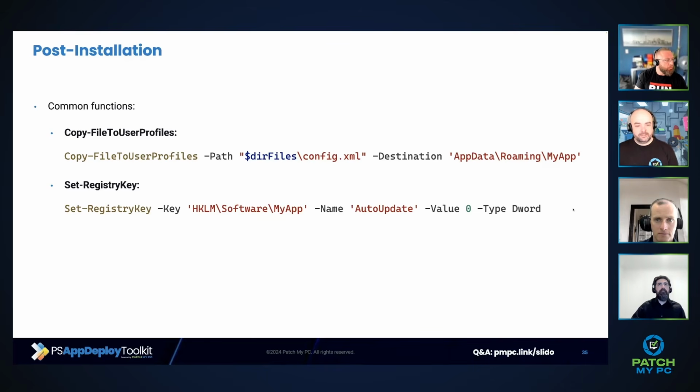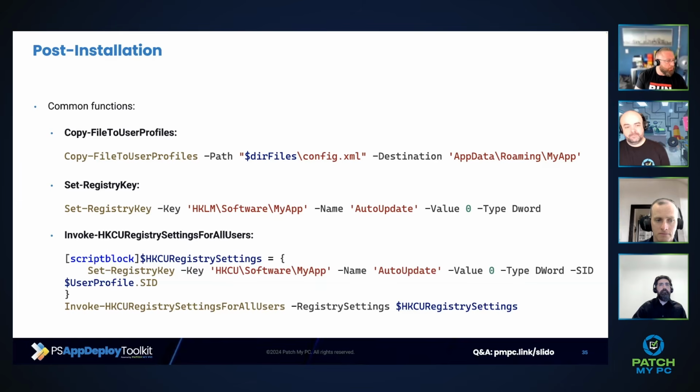You might want to set some registry keys to do with your application, such as disabling an automatic updater. And I did see somebody, when we mentioned the copy file to user profile, somebody put in the chat, can we have this for registry too? It's actually been in there for as long as I can remember, a long time. But it's a bit more complicated to implement. You have to set up a script block that sets your registry keys, and then you invoke it with this second line. But it's there and it works.